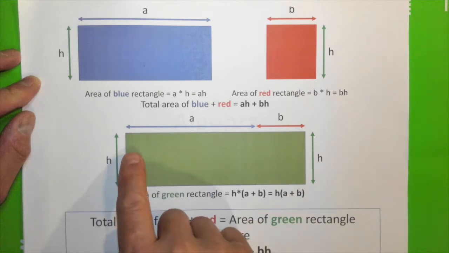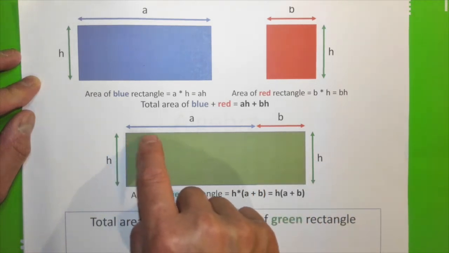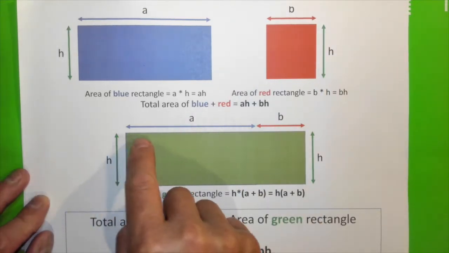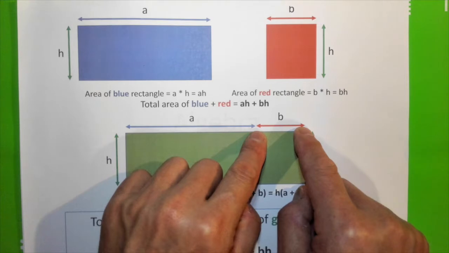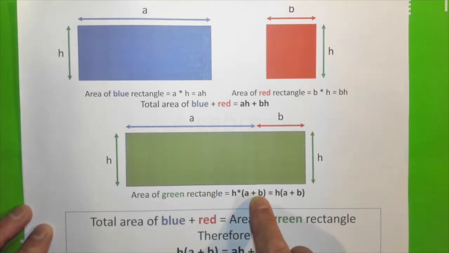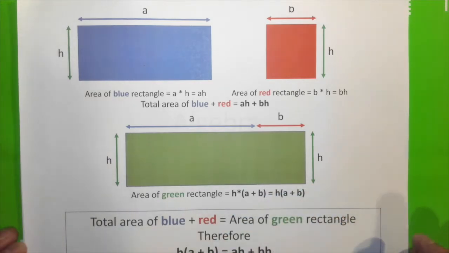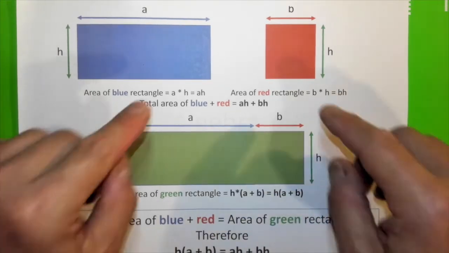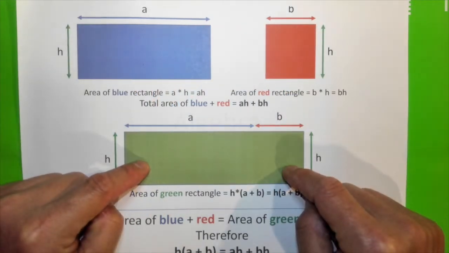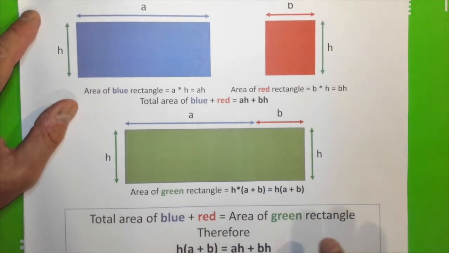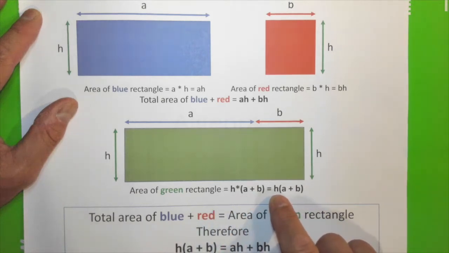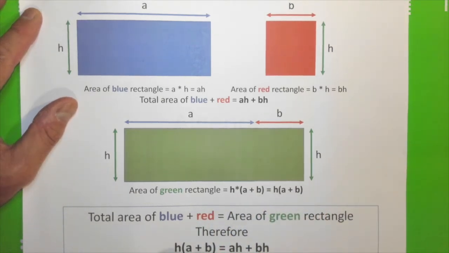Now, what if we have a green rectangle where the height H is still the same, whereas the length in this case is A plus B? And we know that the area of the green rectangle is H times A plus B, which is H into brackets A plus B. The total area of blue plus red should be the same as green. And therefore, we know that AH plus BH is actually the same as H times A plus B. Alright?